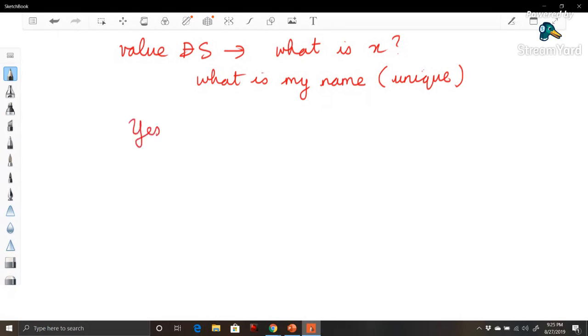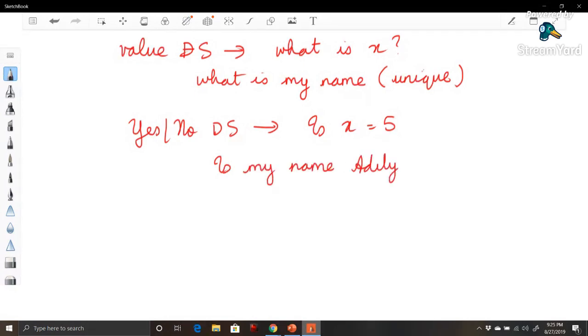In a yes or no data sufficiency, it will be in this form: is x equal to 5, right? So it's like, is my name Aditya? If I ask you the question, is my name Aditya, there are three ways to answer this question. You can say, yes, your name is Aditya. You can say, no, your name is not Aditya. Or you can say, maybe your name is Aditya.